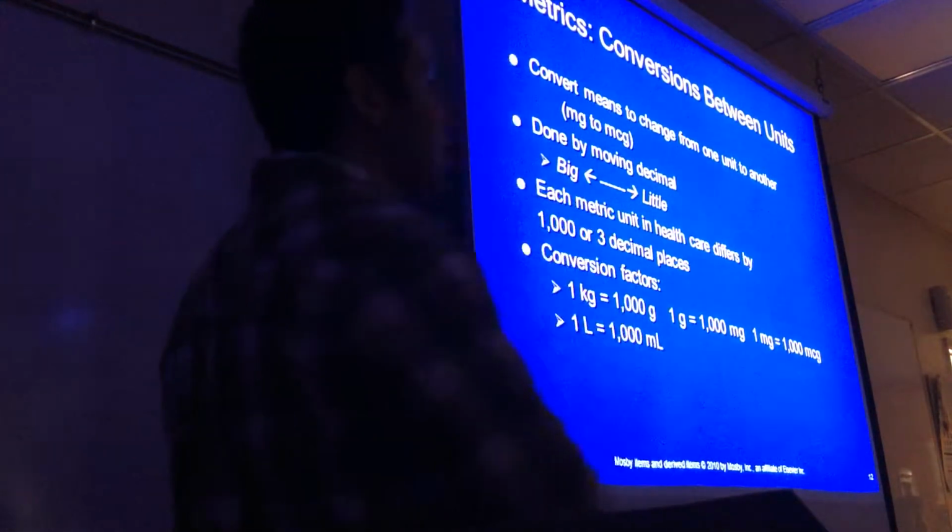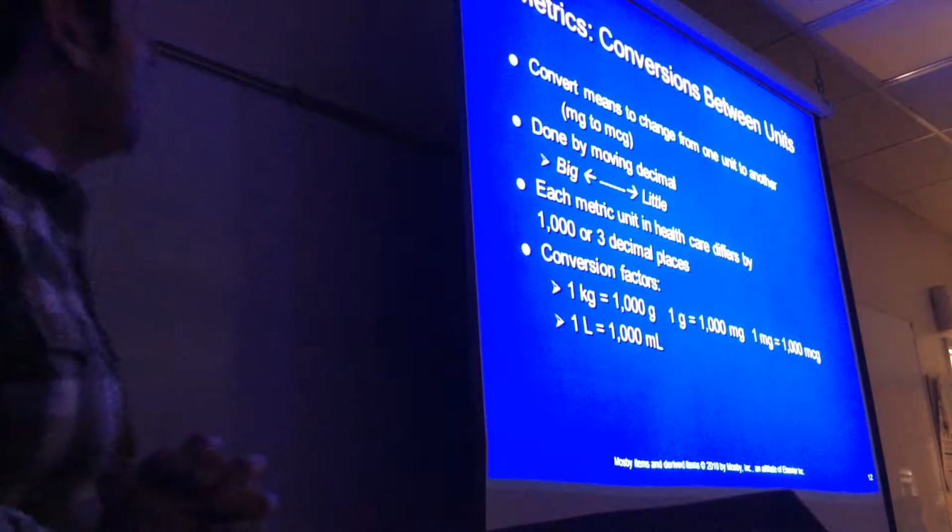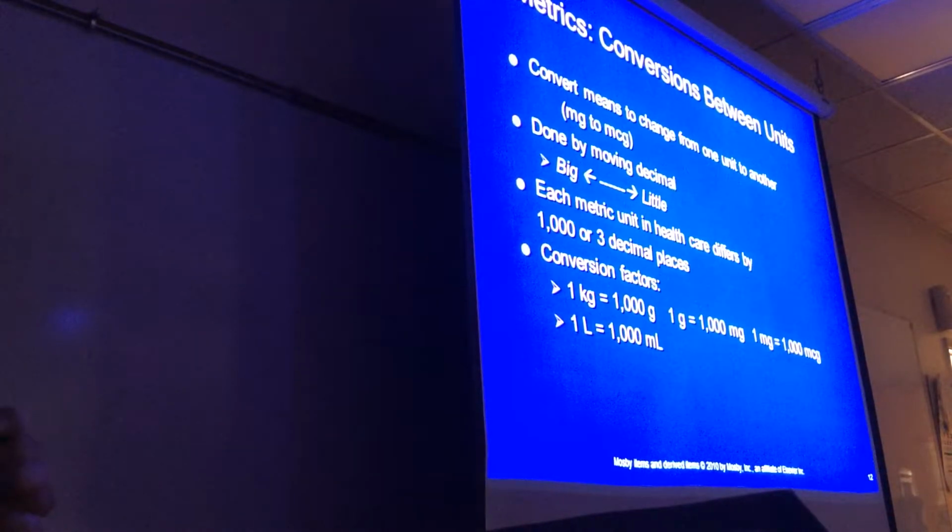So back on track here. We've got to convert, which means to change from one unit to another. So milligrams to micrograms. A lot of this class you will find is all about converting. We're converting from one unit to another unit, right? So the best thing about the metric system is, since everything is based off of decimals, when we want to convert, all we have to do is move the decimals, right?